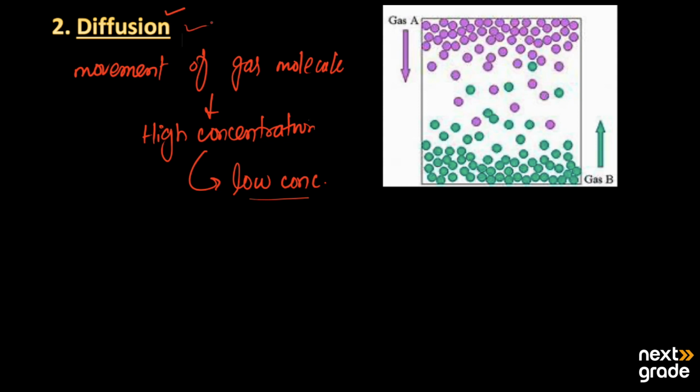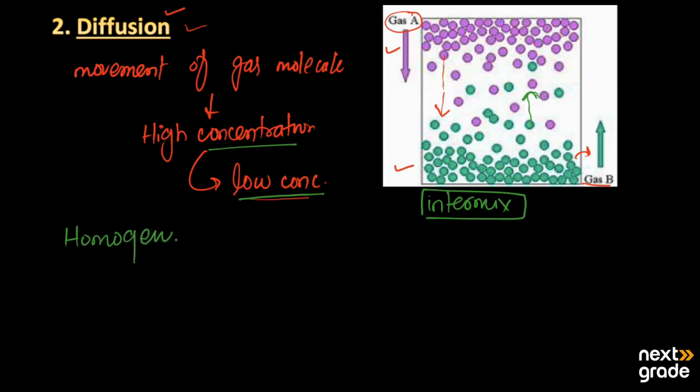For example, in this picture we have gas A and we have the molecules of gas B, in green. In the lower portion there are more molecules of gas B, and in the upper portion we have more molecules of gas A. So the molecules of gas A will start to move from top to bottom, and the molecules of gas B will move from bottom to top. So they start to intermix. Why? Because gases have the property of diffusion. They can move from a region of high concentration to a region of low concentration, and they will make a homogeneous mixture.